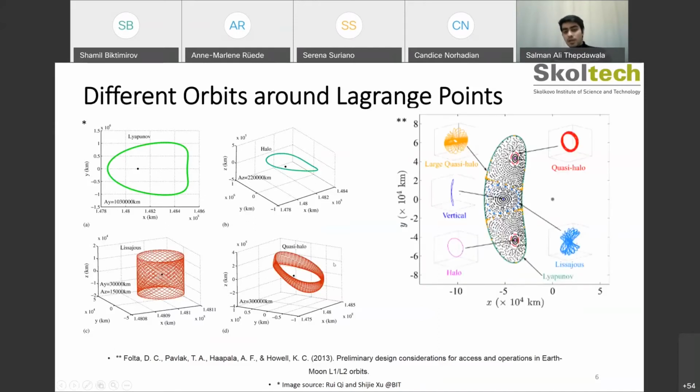And if you see their projection on an xy plane, we call it a Poincare map. You can see them over here. Well, it's just there as a picture. So there are different kinds of orbits available. According to your mission design and mission constraints, you design the orbits and then you send your satellites to these orbits.